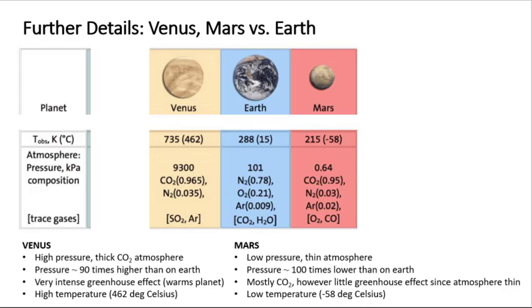Instead, the hot temperatures of Venus are a result of the intense greenhouse effect caused by its abundant carbon dioxide and extremely high atmospheric pressure, about 90 times that of Earth. While Mars is also mostly CO2, its temperatures are much colder. This is due to its thin atmosphere, with pressure about 100 times lower than Earth's.